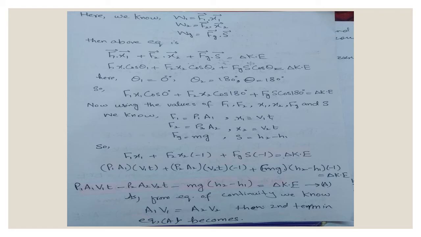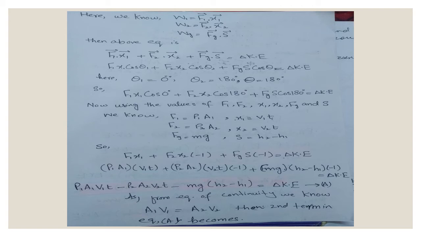Removing the dot product, we get cos theta 1 with term 1, cos theta 2 with term 2, and cos theta with the third term, that is equal to the change in kinetic energy. Here theta 1 is 0 degrees, theta 2 is 180 degrees, and theta is 180 degrees also. So putting the values, we get F1 x1 cos 0 degrees plus F2 x2 cos 180 degrees plus Fg s cos 180 degrees, that is equal to the change in kinetic energy.